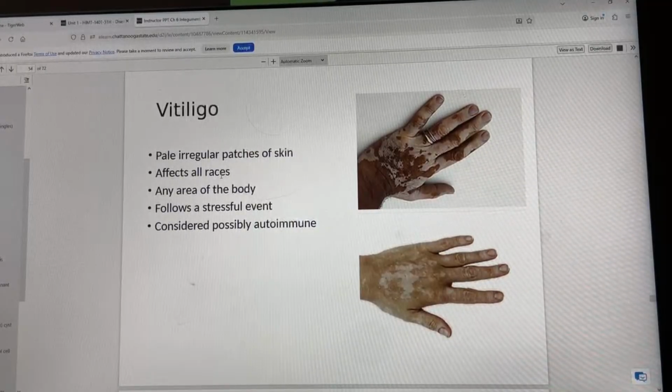So this can affect both white people or black people, anybody, right? You can see the top one is someone with darker skin versus this bottom picture of someone with lighter skin. You can see they're both lacking melanin. Just the top one is more noticeable because of the comparison.